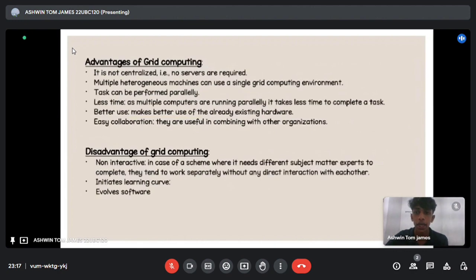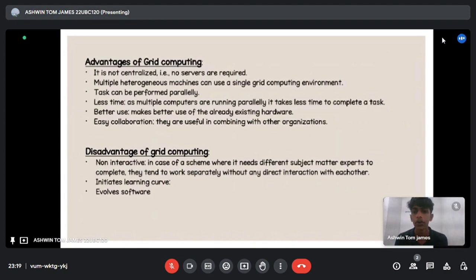Advantages of grid computing. It is not centralized, no servers are required. Multiple heterogeneous machines can use a single grid computing environment. Tasks can be performed in parallel, taking less time. As multiple computers are running in parallel, it takes less time to complete the task. It makes better use of already existing hardware. Easy collaboration: they are useful in combining with other organizations.